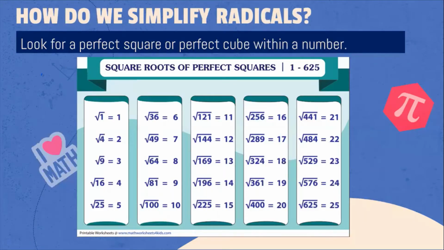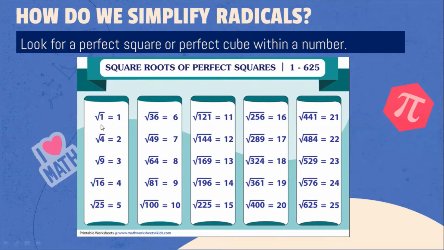How do we simplify radicals? Look for a perfect square or perfect cube within a number. So I would like you to memorize this square roots of perfect squares table.